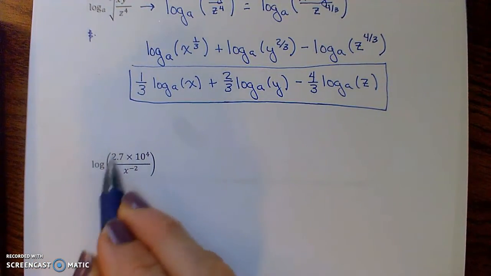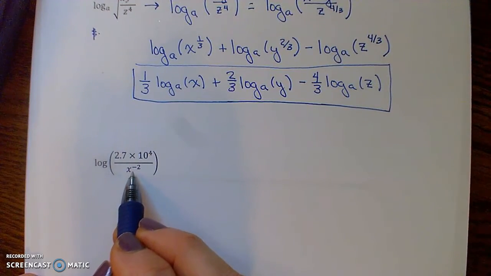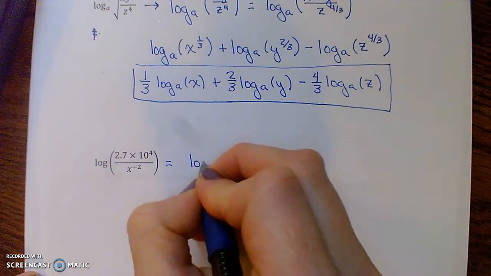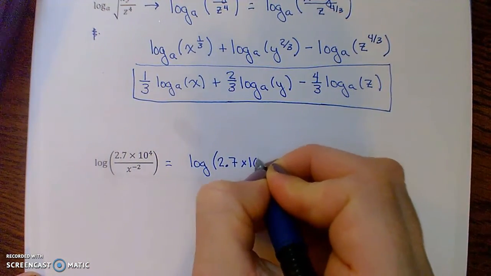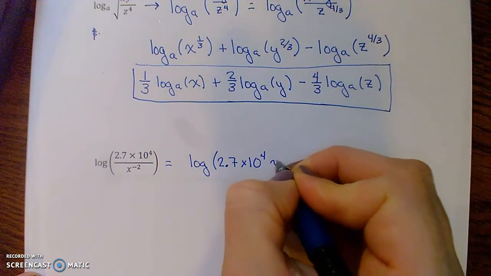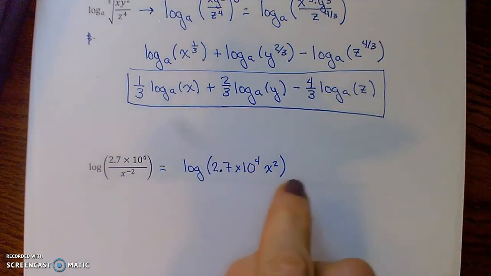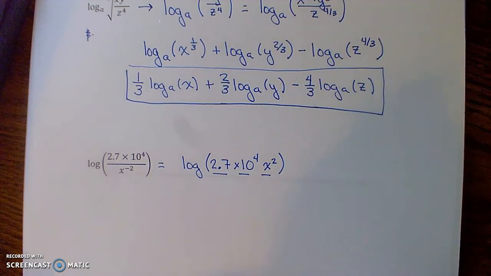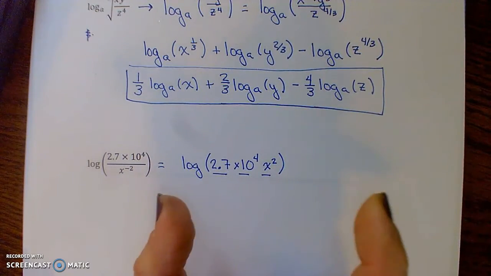Also, I want to notice that I can simplify the inside here a little bit, because this is x to the -2. I can really rewrite that as log of 2.7 times 10 to the 4th times x squared. So when you have a negative exponent, you can flip the base and then the exponent becomes positive. All right, so I want you to notice that there are 1, 2, 3 factors here. So I can separate this, write it as the sum of 3 separate terms.